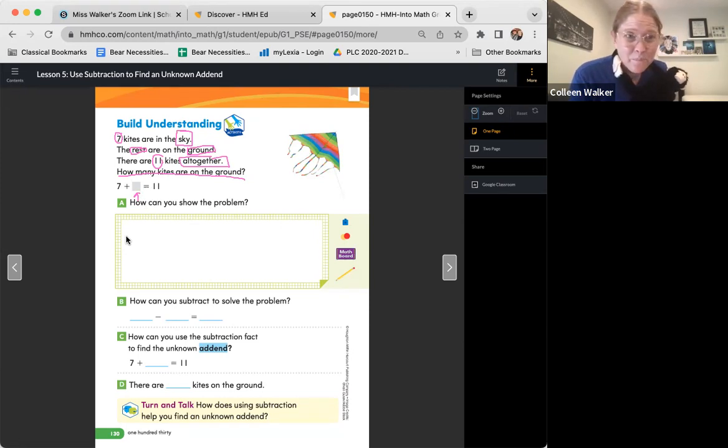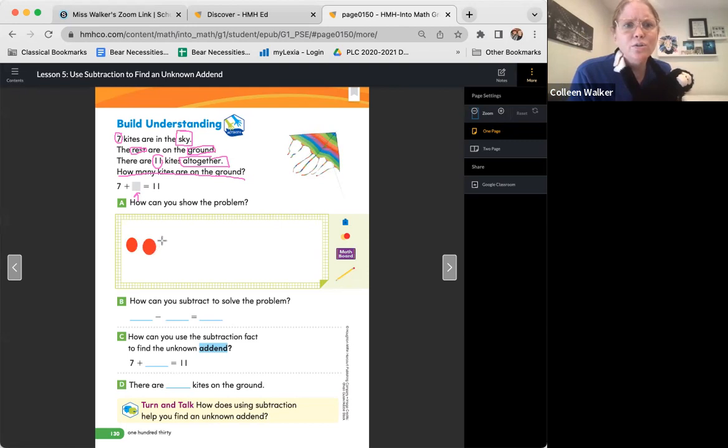And then I'm going to keep adding counters, but I'm going to change colors. I'm going to change to yellow. And the yellow ones will represent the ones on the ground. But I'm going to have to stop when I get to how many? Because how many do I have total? Yes, when I get to 11, I will have to stop drawing circles to represent the kites because there's only 11 kites total. So count with me till we get to 7.